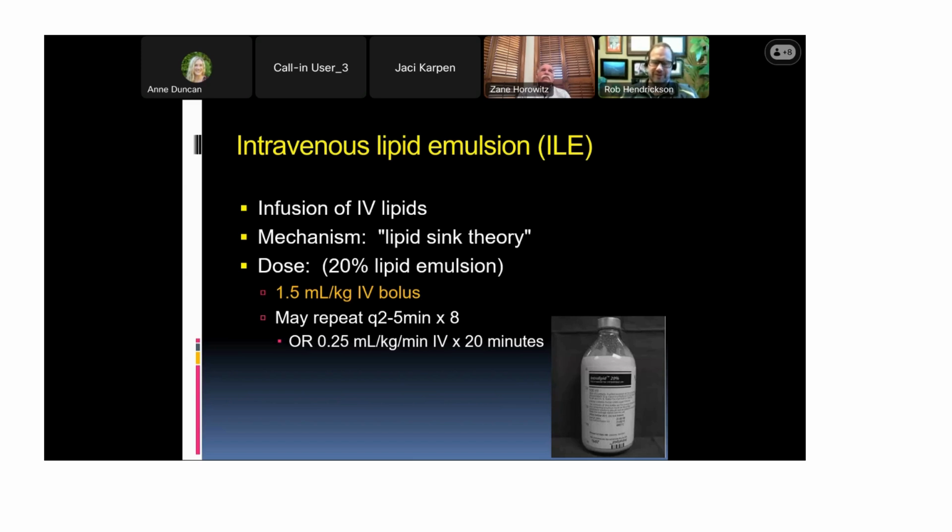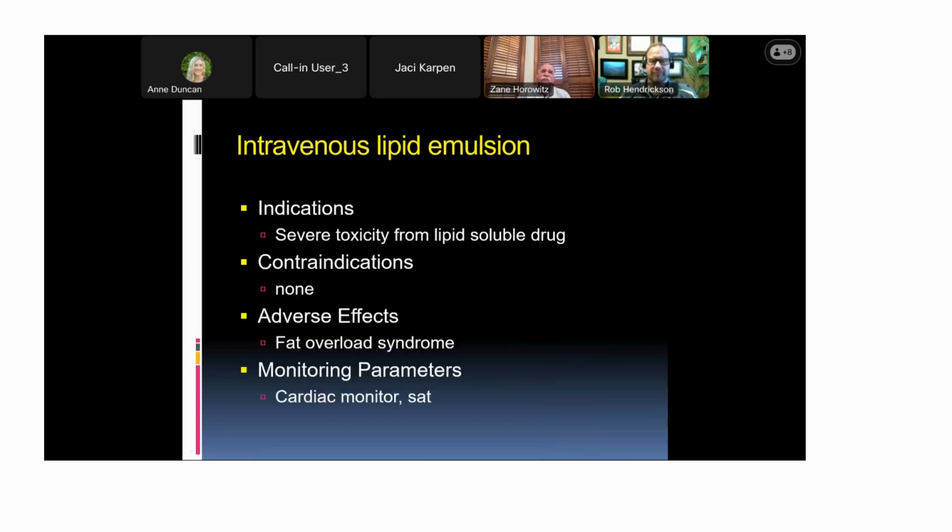So the typical max is 12 milliliters per kilo per day. That's why we say 8 boluses. Specifically for local anesthetics, you get a 1.5 milliliters per kilo bolus, and then you give an infusion of 0.25 milliliters per kilo per minute for about 20 minutes. That is not the case for things that are much longer acting, but that is the local anesthetic dose.